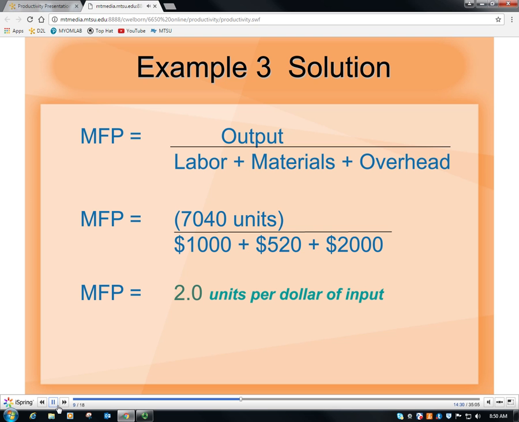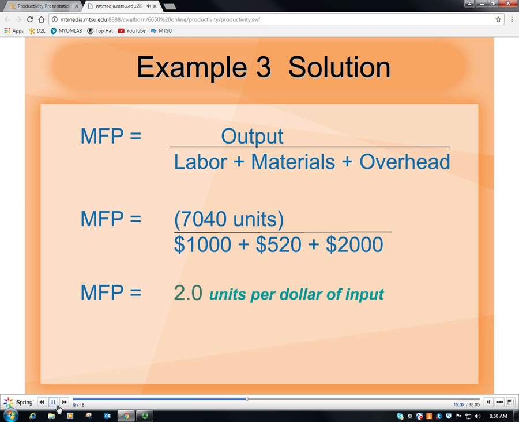And we could do this as a single factor. I mean, we could figure out the output per labor dollar, or output per material dollar, or output per overhead dollar. But the question asks for the output for a multi-factor. So we just take our output, 7,040 units, and divide by the inputs that were given, labor dollars, material dollars, plus overhead dollars. And we need to make sure that we know what the units of measure are. It's 2 units per dollar of input.